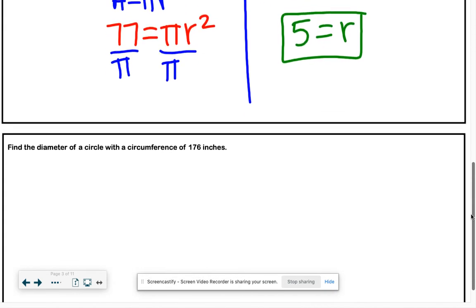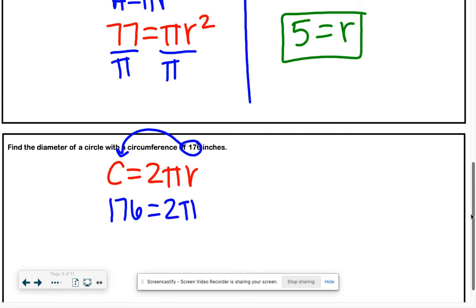Okay, we're looking for the diameter of a circle with a circumference of 176 inches. Okay, so circumference, what's our formula? Circumference is 2 pi r, yes, that's it. Plug in what we know. 176. Yep, it's going in for our C. Equals 2 pi r. Divided by 2 pi. Yep, we're doing 2 steps.